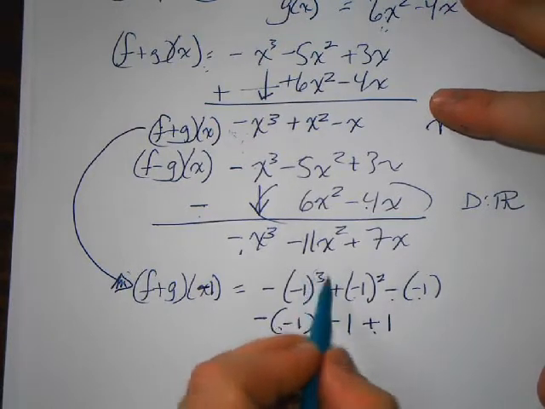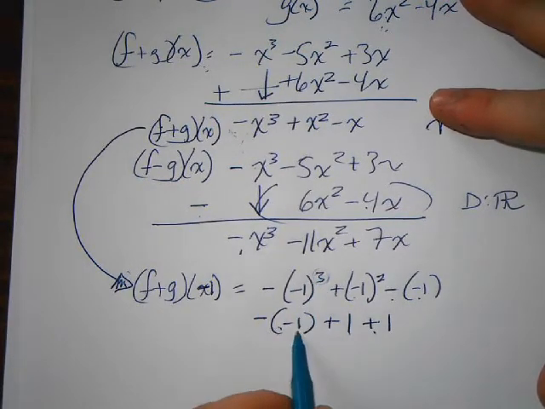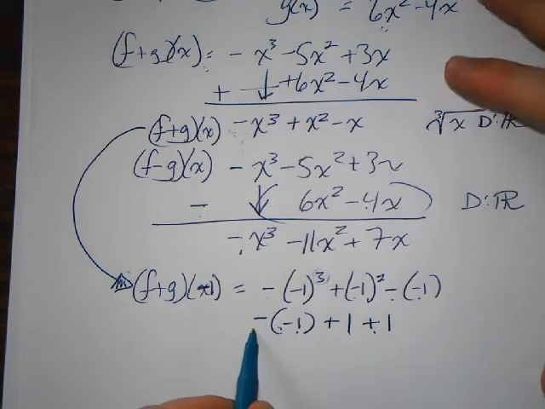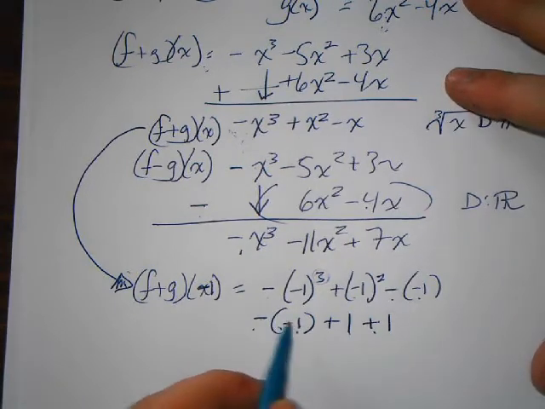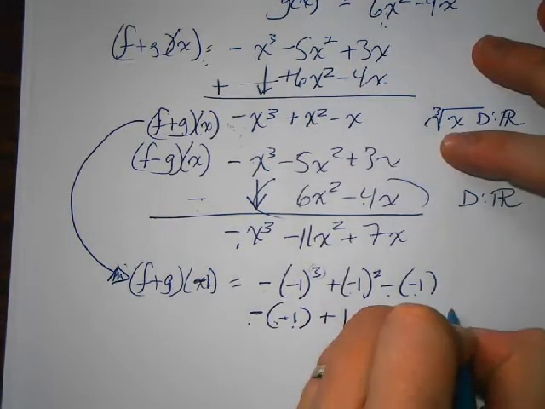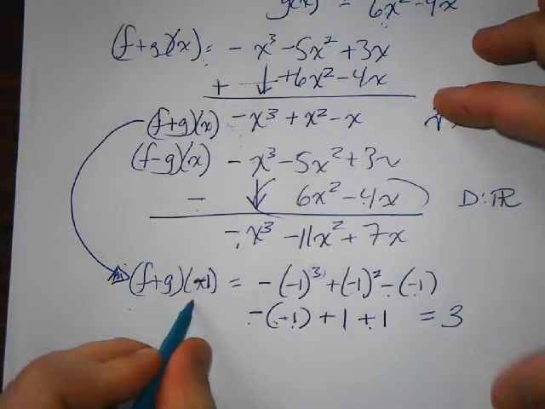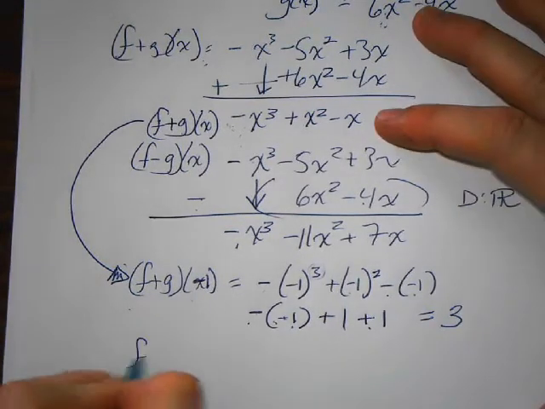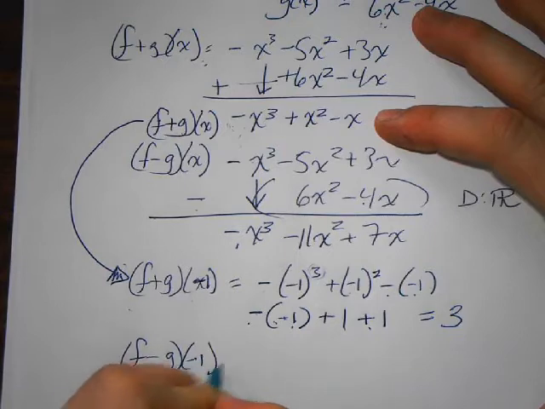This is an odd exponent, so it's going to stay negative, and this negative is still out here. A negative and negative is a positive. So altogether, this adds up for us to 3. So f plus g of -1 equals 3, and now we'll do f minus g at -1.